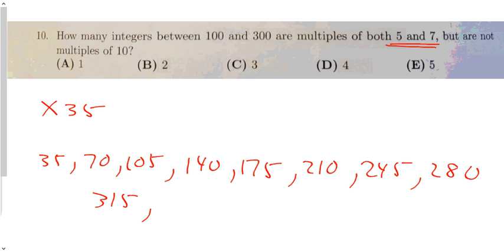Let's see, 315, what do we have? Oh, 300, okay, so that's fine. So how many are multiples of these between 100 and 300, but not multiples of 10? That's a multiple of 10, and that's a multiple of 10, and we know so because they end in 0.